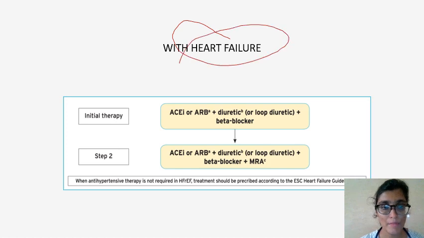With heart failure, initial therapy is ACE inhibitors or ARB plus diuretic plus beta blocker. In step 2, you add a beta blocker and MRA to the ACE inhibitors.